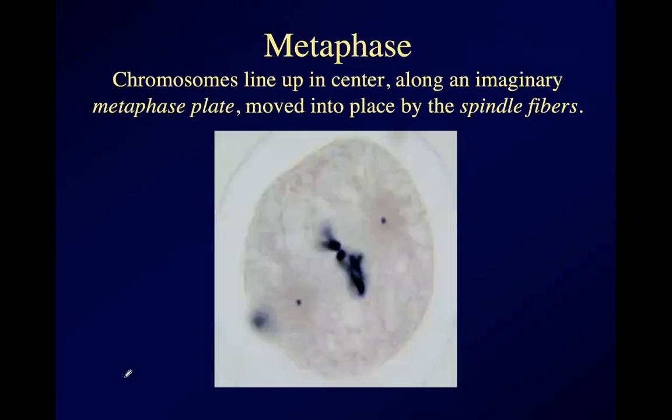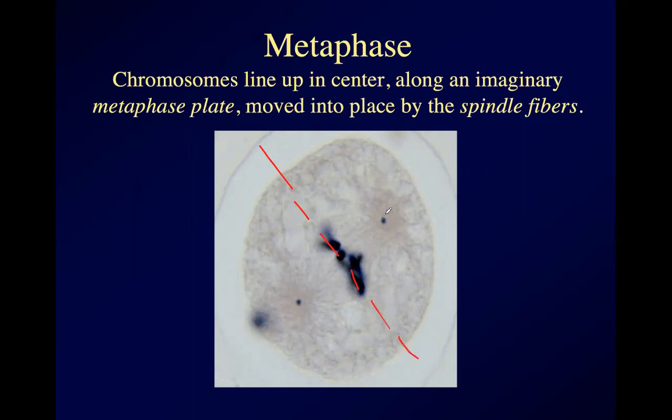Okay, once the chromosomes appear, they line up in the center along an imaginary plane that cuts the cell in half. The plane doesn't really exist. It's just a plane that bisects the cell, and it's called the metaphase plate. And you can see that the chromosomes here have lined up in the center along this imaginary line. That imaginary line right there is the metaphase plate. It's the spindle fibers that are moving them into place.